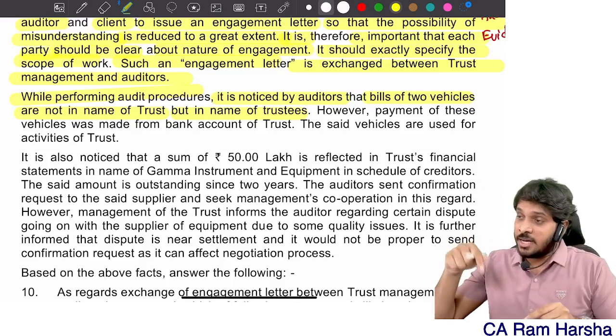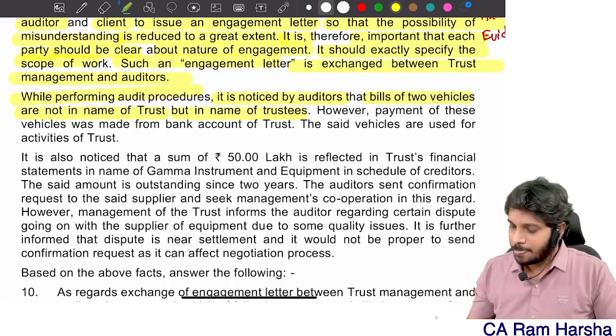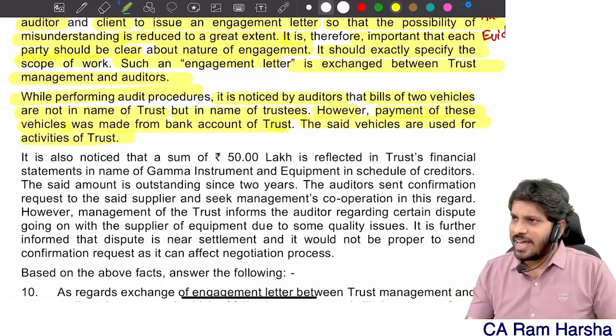But it is an asset, and the loan repayment and purchase amounts are paid by whom? The trust only. However, payment of these vehicles was made from the bank accounts of the trust. The said vehicles are used for activities of the trust.